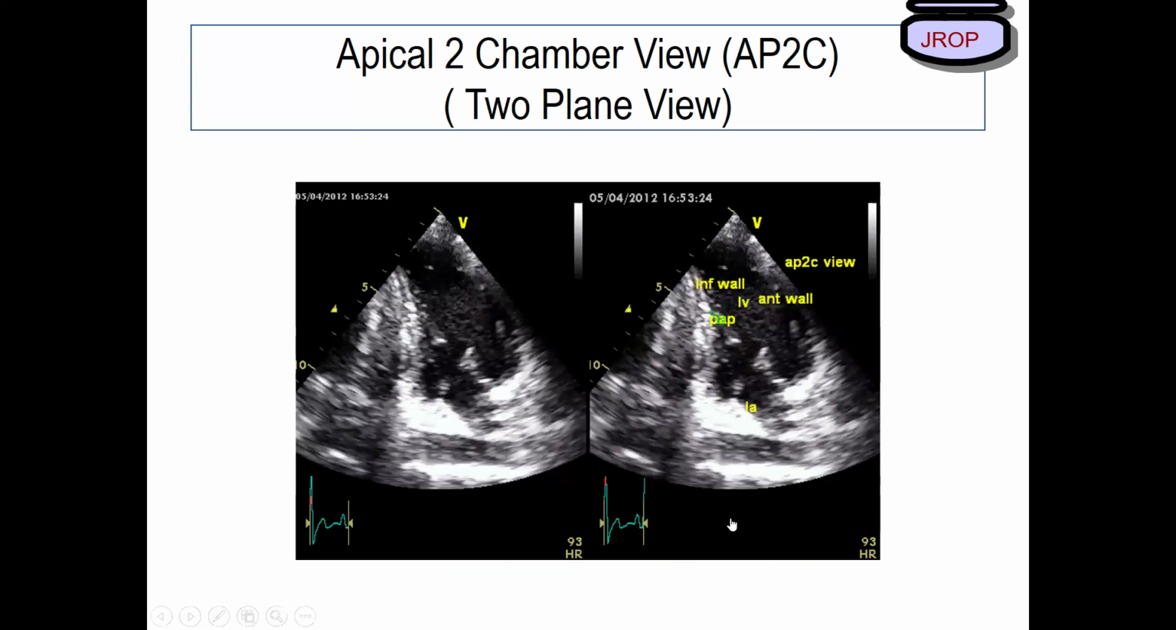This is the apical 2-chamber view. I'll just tell you how to do it. Rotate your transducer counterclockwise. Now from 2 o'clock, we try to go back to 1 o'clock or 12 o'clock position. So what we get, this is the anterior wall, this is the inferior wall.